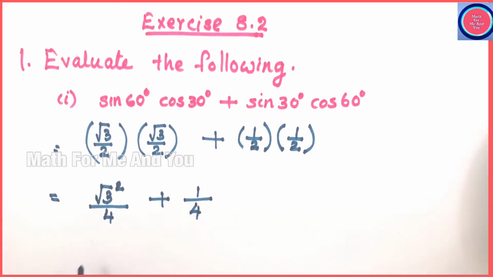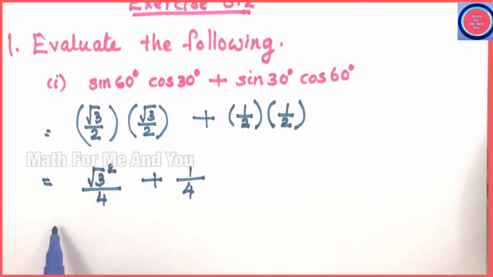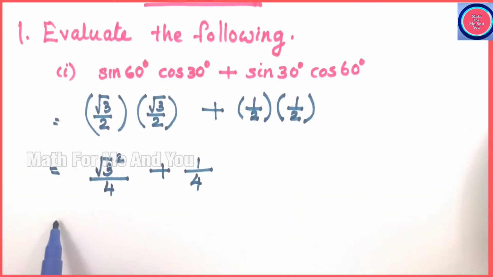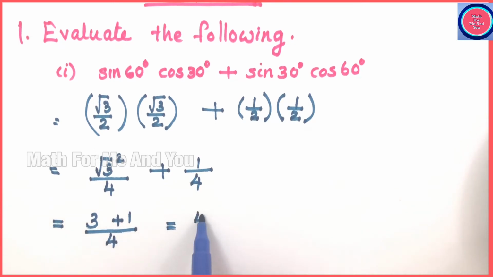Now we need to add these two fractions because they have same denominator. We could write the denominator same 4 and just add the numerator. Root 3 square is 3 plus 1 divided by same denominator 4. 3 plus 1 is 4. 4 divided by 4. 4 over 4. After cancelling we get the answer 1. So the value of the given expression is 1.